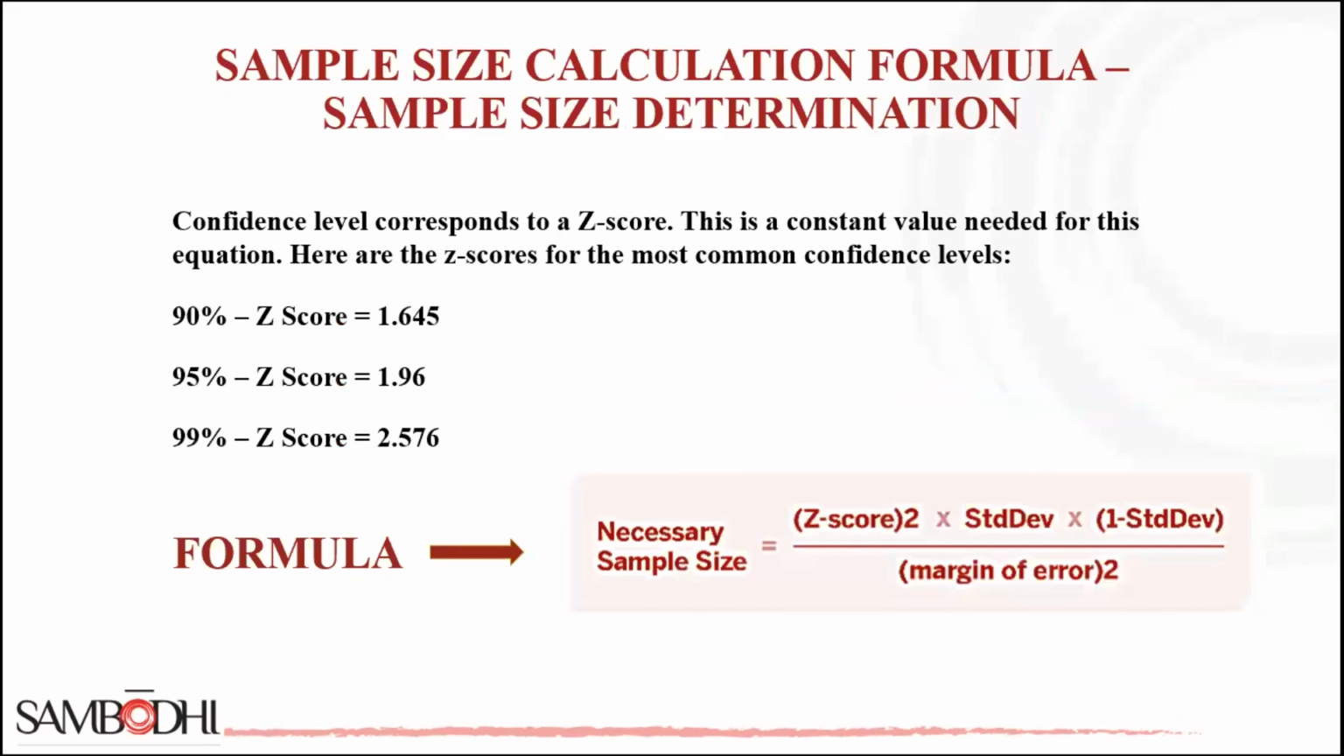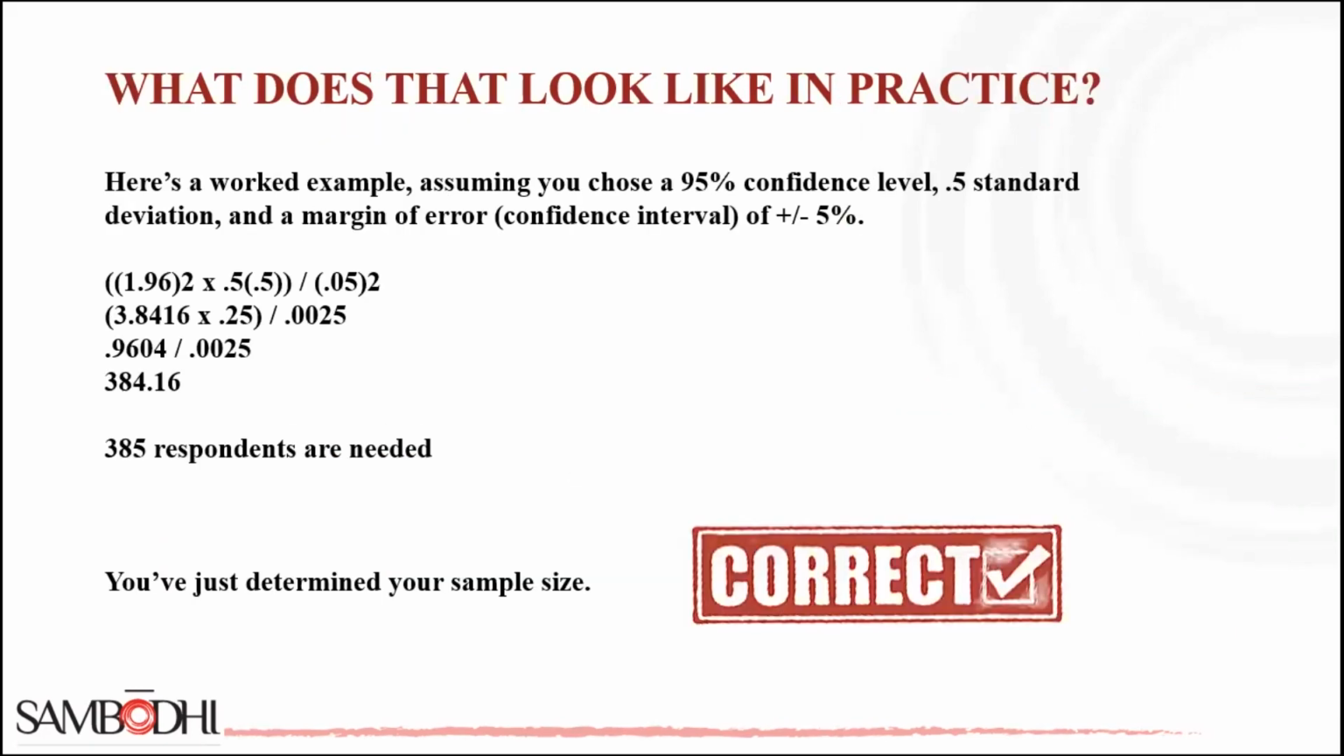Let's see. This is the equation for an unknown population size or very large population size. If your population is smaller and known, just use the sample size calculator to find the necessary sample size. Here is a worked example, assuming you choose a 95% confidence level, 0.5 standard deviation and a margin of error, confidence interval, of plus or minus 5%. You can check this example and finally the result comes to 385 respondents needed. Voila, what happened here? You have just determined your sample size.